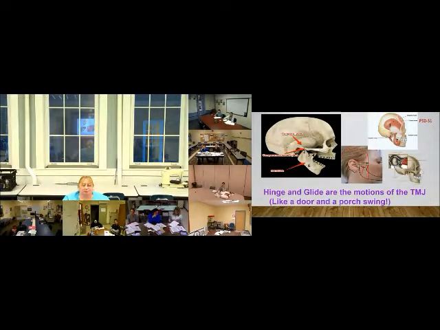It's the second motion that tends to cause people issues. And this is the glide motion. And the glide motion is like a porch swing. So even though we are able to move our jaw in many different ways, there are only two motions going on. And the way that we have the jaw move in different ways has to do with muscles pulling either separately or together.